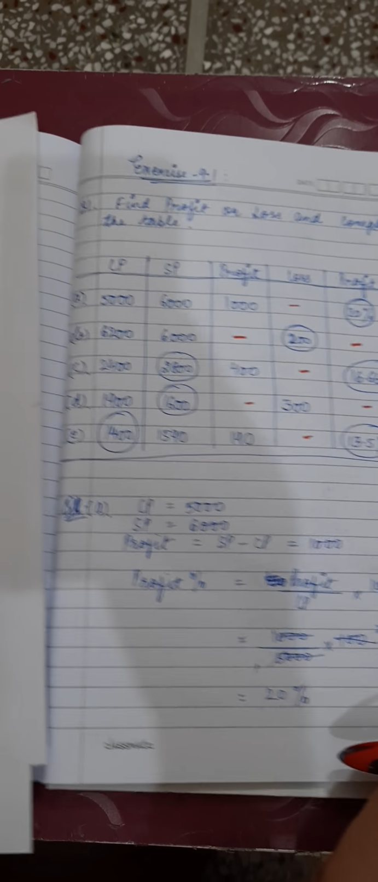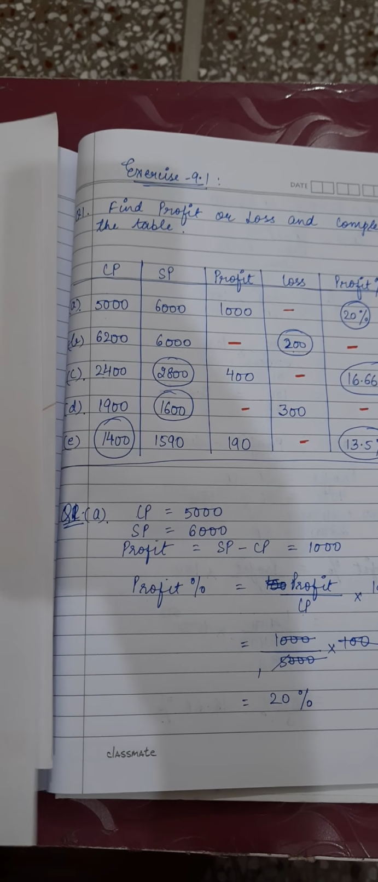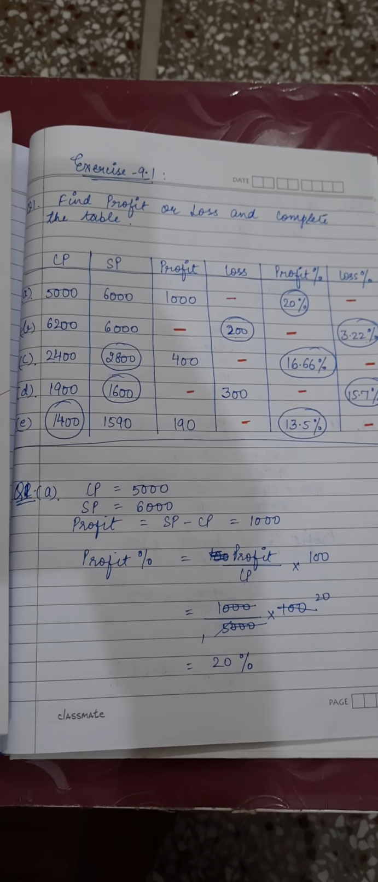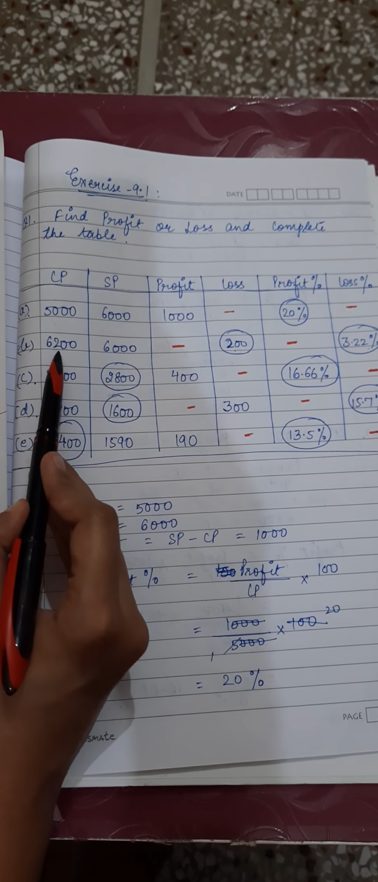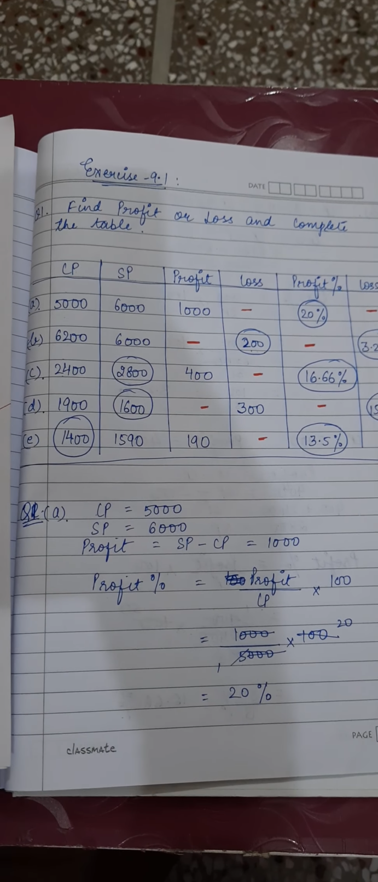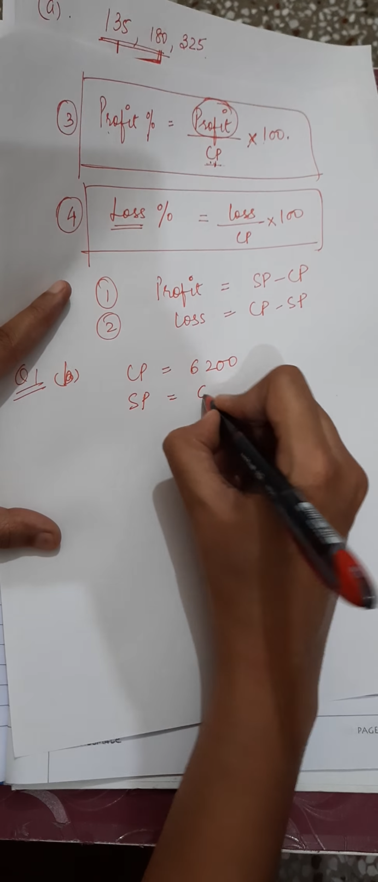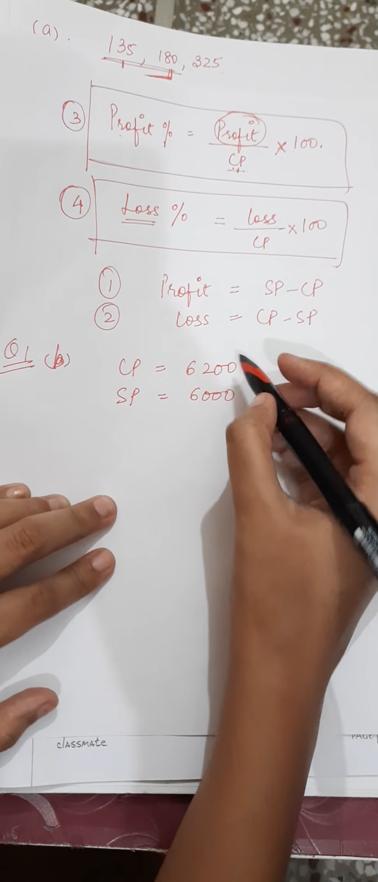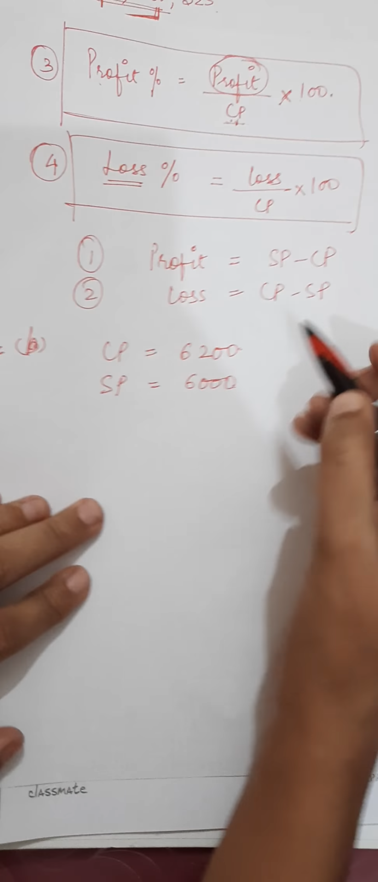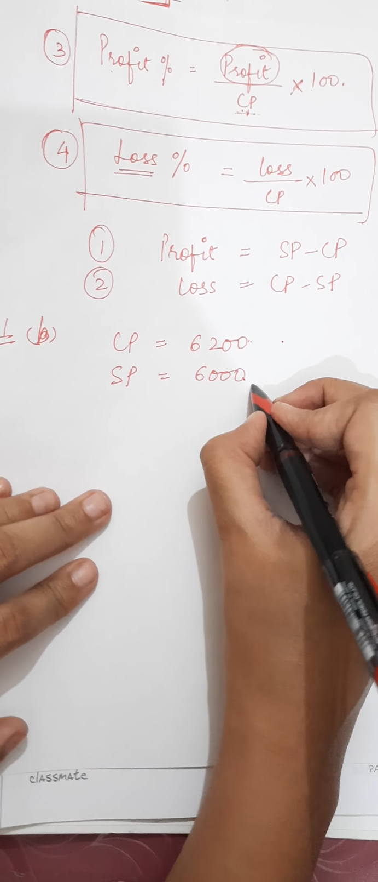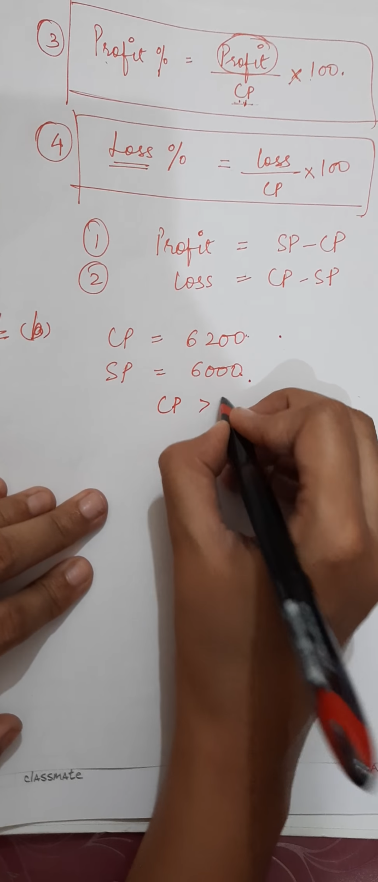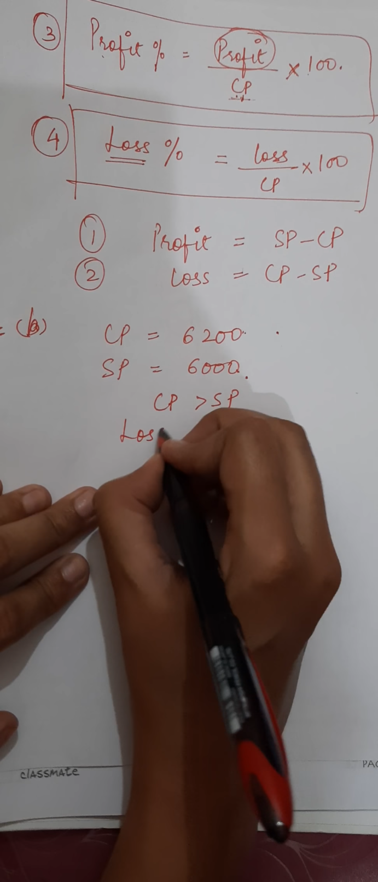The B part is, in the B part, your CP is given 6,200. So I'm going to write here the cost price 6,200. Next is SP. What is SP given to me? 6,000 it is given. Then if you can clearly see, out of these two, CP is greater than SP. When the cost price is greater than SP, we always have a loss.